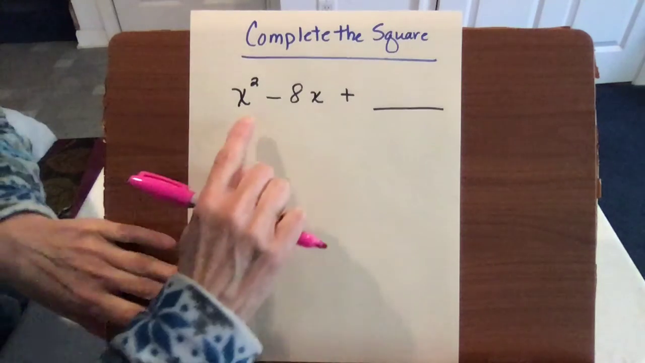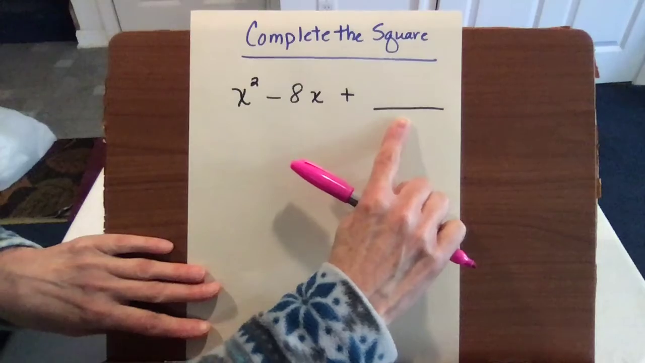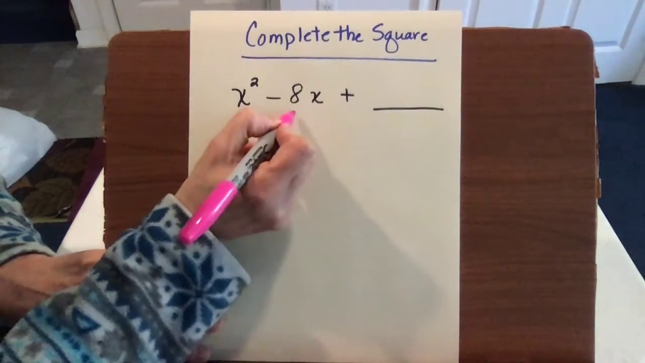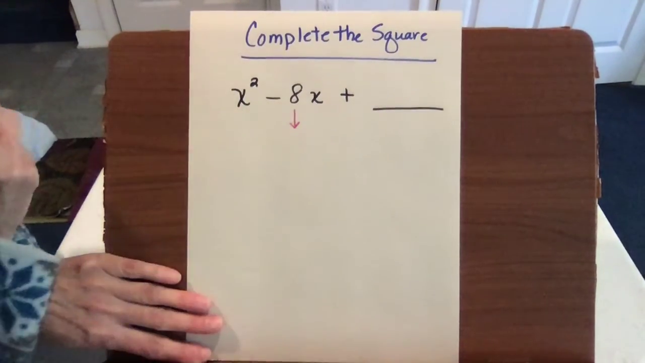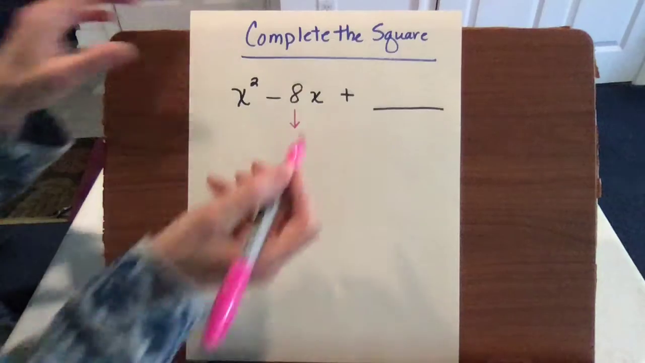So what we do is we always have the x squared term first, then the x term, and we're always missing the numerical term. So we take this middle term. We can ignore the fact that it's a negative number because we're going to square it and it will come out positive. And we take half.